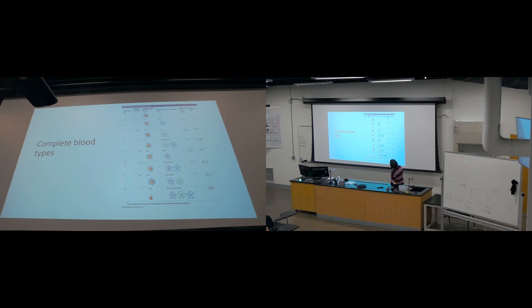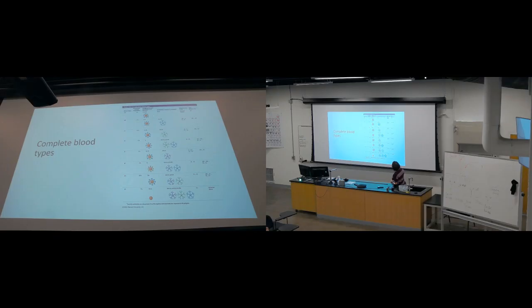AB positive, 3%. AB negative, 1%. You're unique. Oh, no, you're not. A positive, 34%. A negative, 6. B positive, 9. B negative, 2%. O positive, 38. O negative, 7. So the rarest will be then AB negative, O negative, and then AB positive.